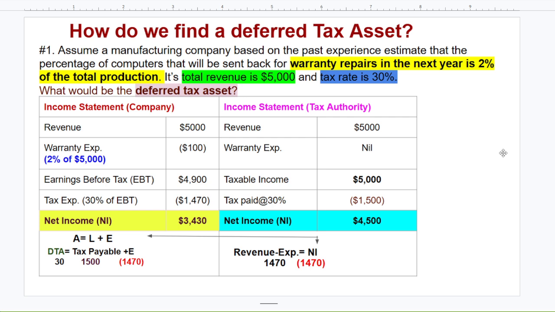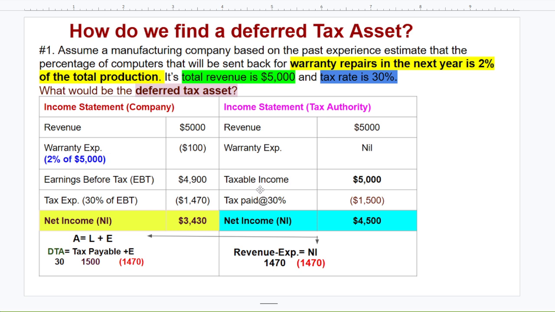So you simply have to prepare the income statement for the company and at the same time for the tax authority. अब यहाँ तपाईले के गर्नु पर्यो भने, look at the simple case, that is the revenue we have of 5,000. While 2% of this value, we assume that whatever the company produces and sells. So 2% of this value is our warranty expenses. So you would have an earning before tax of 4,900. So you would have a tax expense of 30% of this value. So net income is 3,430.